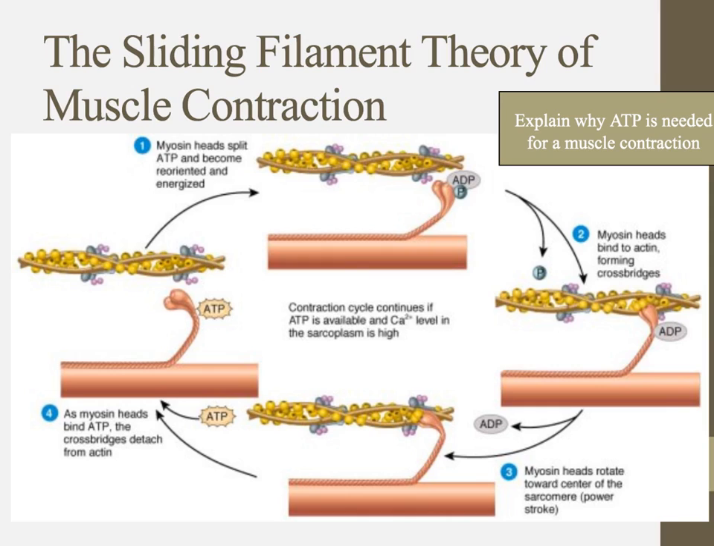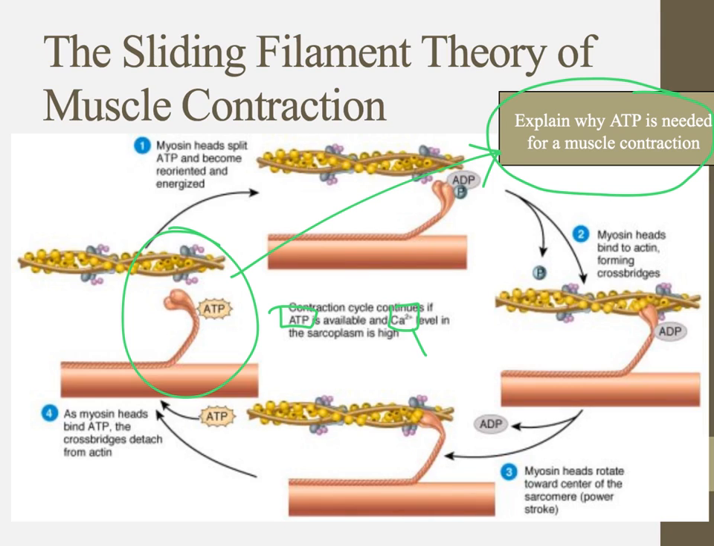So all of this is going to continue, okay? Continue attaching, bending, and detaching as long as we have two things available. We need ATP and we need calcium. We'll talk more about calcium in just a minute, but you should be able at this point to explain why ATP is needed for a muscle contraction. Okay, so it's added in this step. You should be able to think about that and do that one on your own.